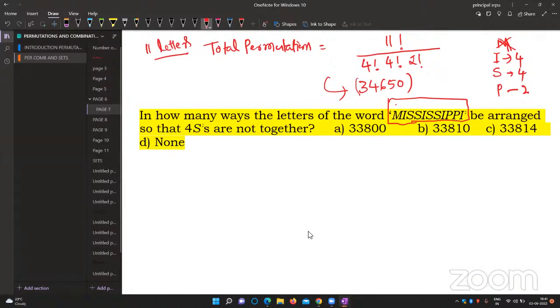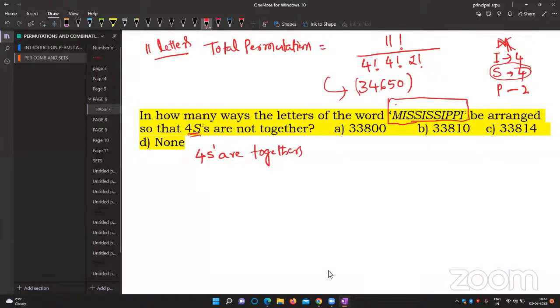But my dear children, remember what the question asks. In how many ways can the letters of the word Mississippi be arranged so that the 4 S's are not together? That means there are 4 S's in this, but however you arrange it, the 4 S's should not be together. First we calculate with the 4 S's together. Together we calculate. Look at it.